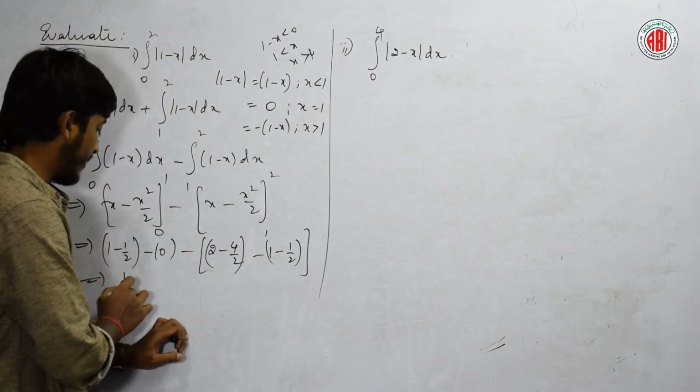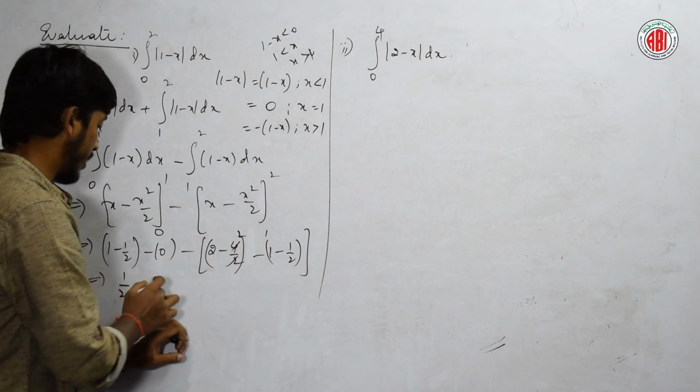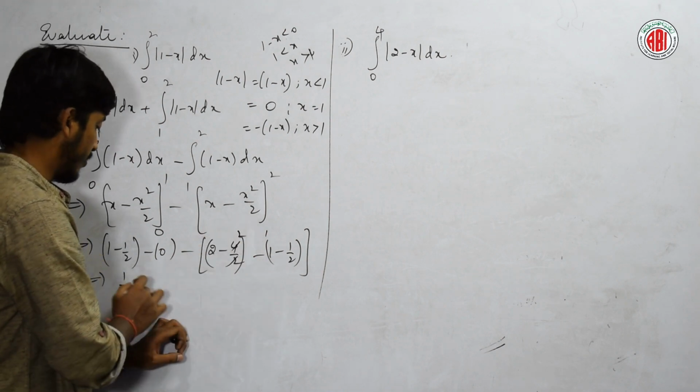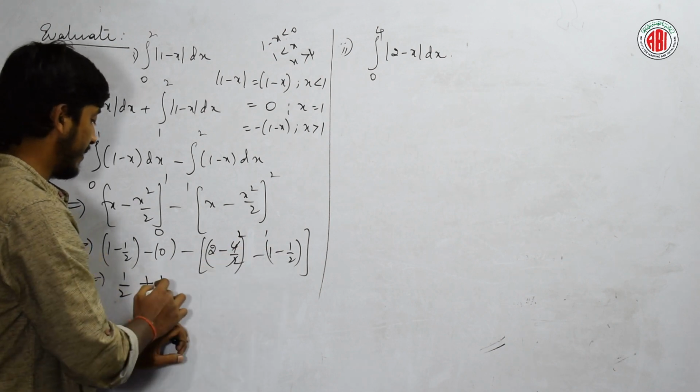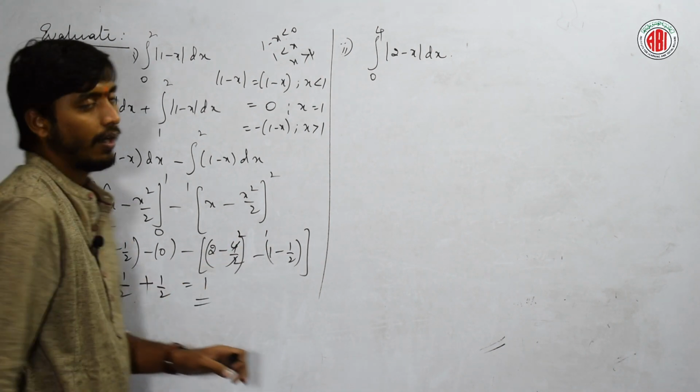So let me simplify this. 1 minus half is 1 by 2. 2 ones are 2, 2 twos are 4. This is 0. This is also 0. Here minus to minus plus, 1 minus half is half. Half plus half is 1.